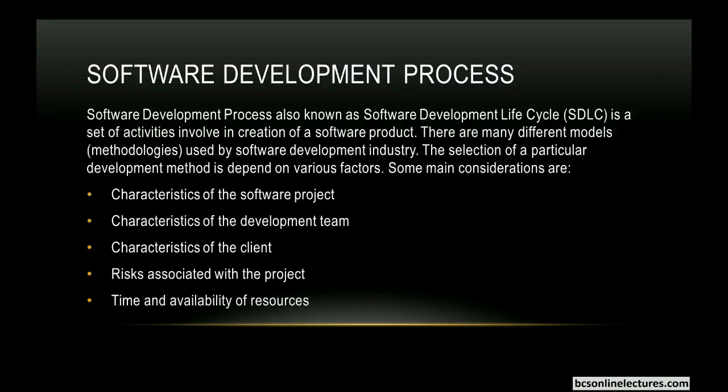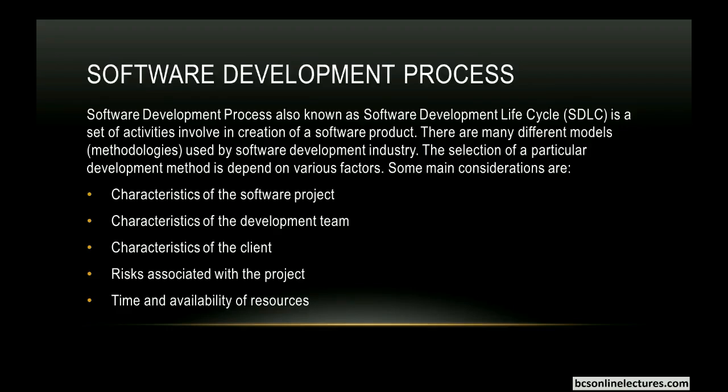First, characteristics of the software project. Then characteristics of the development team. Characteristics of the client. Risk associated with the project, and time and availability of resources. So our goal is to develop a software product for a client or a user. To develop this software, we can use different approaches or different methods. The selection of the method depends on these factors.